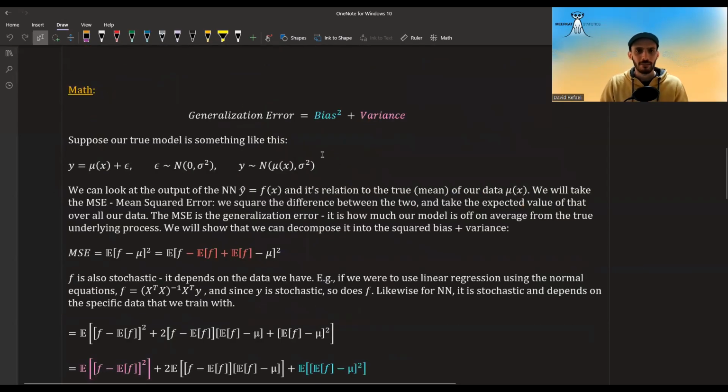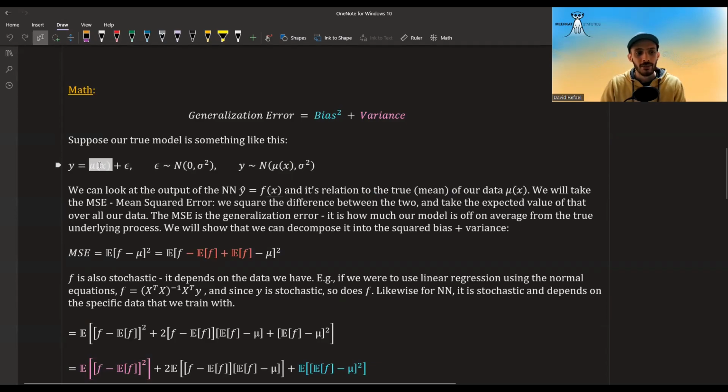Now, I want to dive deeper into the mathematics behind the bias-variance trade-off. We will define a generalization error, and then we will show how it's actually comprised of the squared bias and the variance. Suppose that our true model is something like this. We draw data that comes from some function, which we call mu of x, plus some noise. There is some stochasticity in our data. If our noise is a Gaussian with zero mean and some variance, then our y will be distributed normal with the mean function mu of x. For each x, it will have a different mean and some variance, some noise, around it.